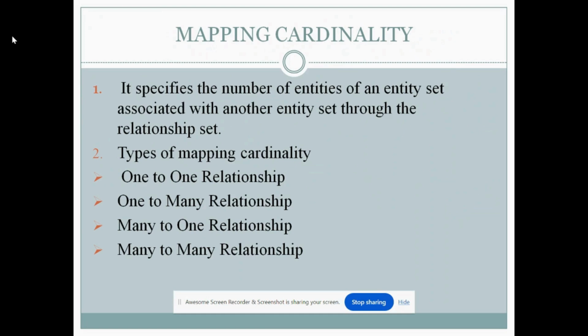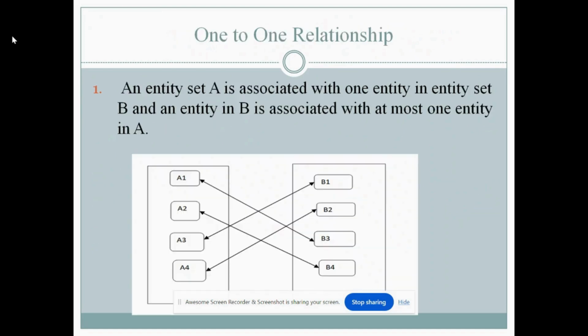Now coming to the types of mapping cardinality, there are four types: one-to-one relationship, one-to-many relationship, many-to-one relationship, and many-to-many relationship. Coming to the first one, that is one-to-one relationship. An entity in set A is associated with one entity in set B, and an entity in B is associated with at most one entity in A. In the below diagram, one entity in A is associated with one entity in set B.